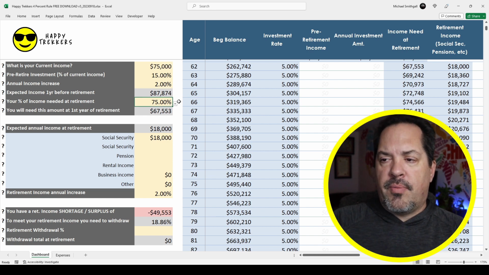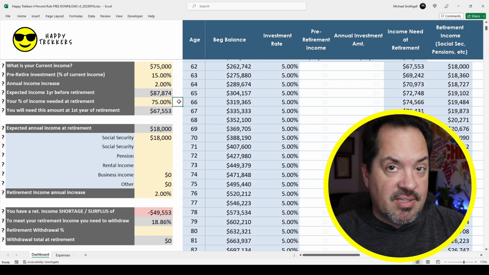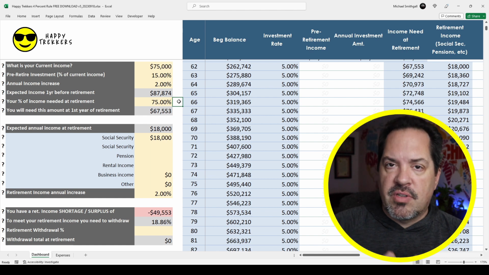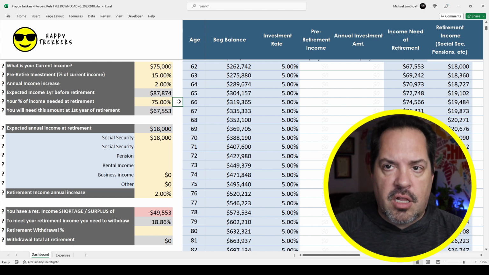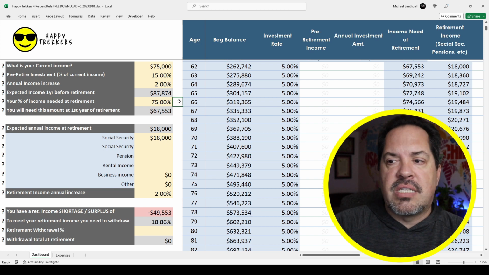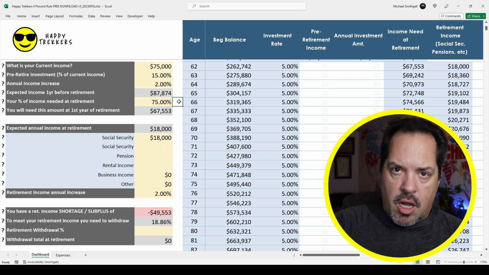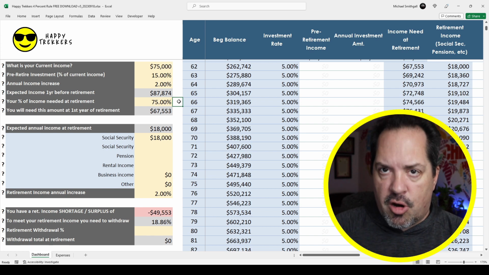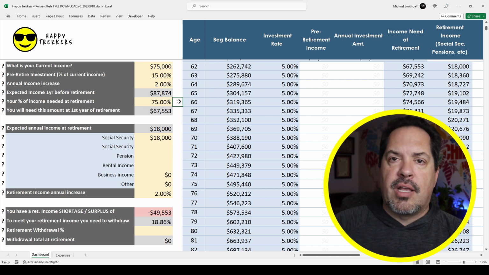Here's the number that people get overly optimistic about. When I was a financial advisor and I advised clients, I would say 75% of their income is what they will need at retirement. Now that strikes people as really high.